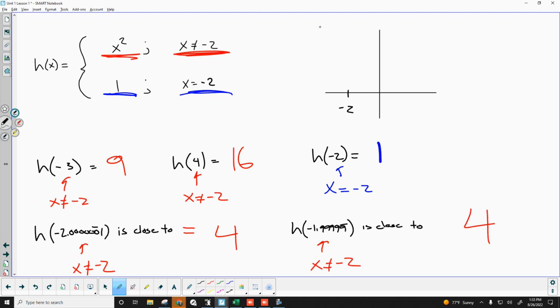Well, now here's what we actually see. At every other value except for -2, I'm using x squared. You should know that graph, and it just looks like a U, right?